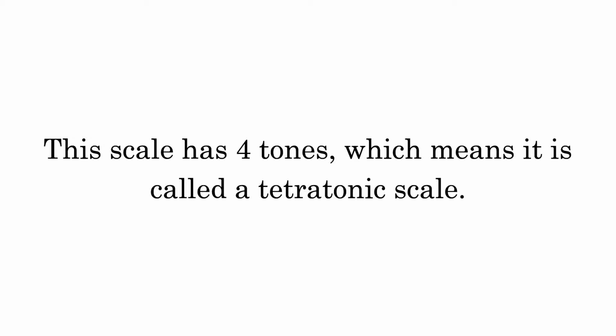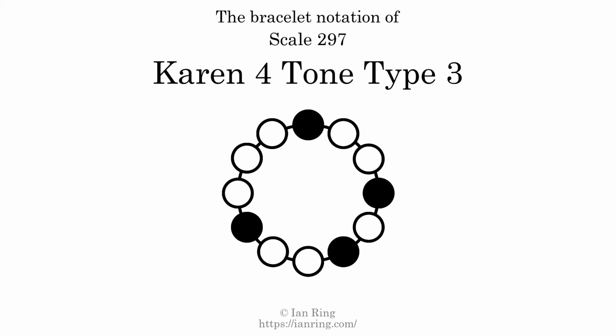This scale has 4 tones, which means it is called a tetratonic scale. This is a bracelet notation diagram of scale 297. The shaded circles represent tones that appear in the scale, and they are read clockwise, starting at the top.